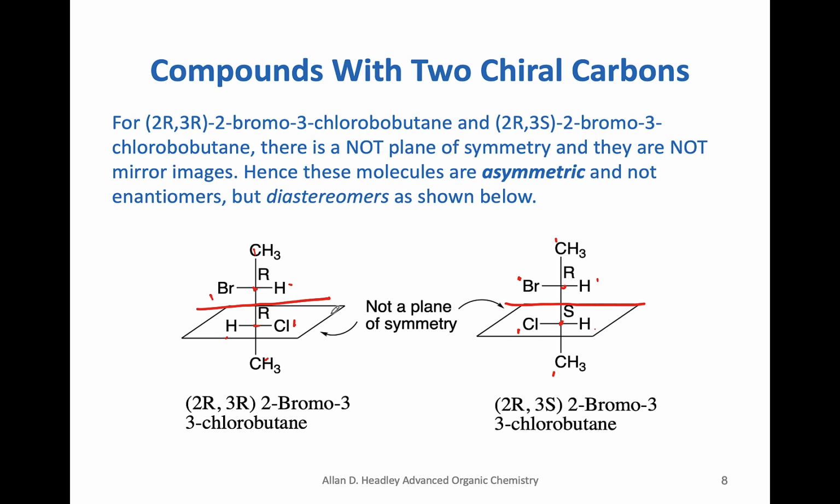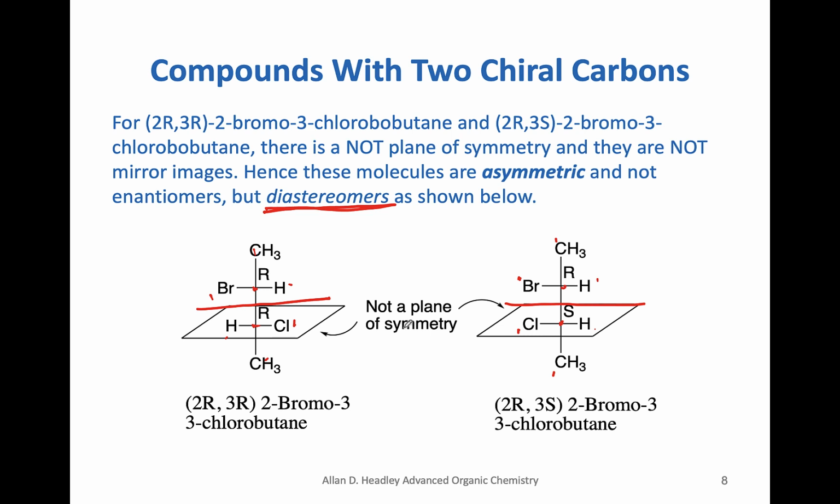So in this case, as you know, these are now diastereomers. So diastereomers here are molecules that contain chiral centers. They are not mirror images of each other, but they are non-superimposable on each other. So therefore these are described as diastereomers.